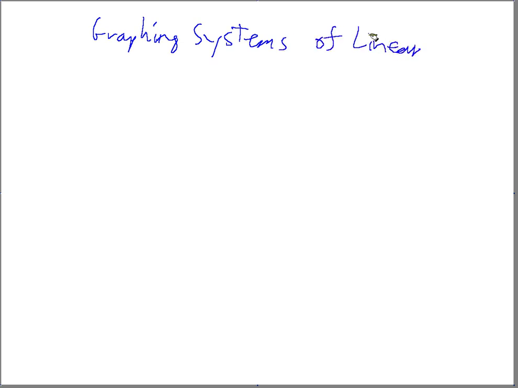Back in the previous chapter, for example, we looked at graphing linear inequalities, where we just graph the line and we shade either above the line or below the line, right? Let's look at graphing systems of linear inequalities.